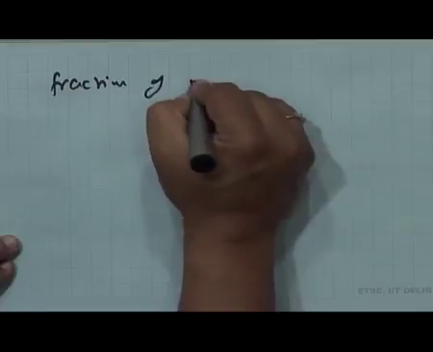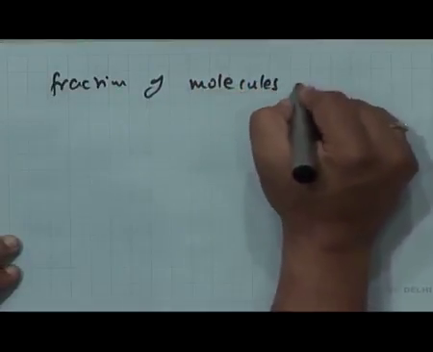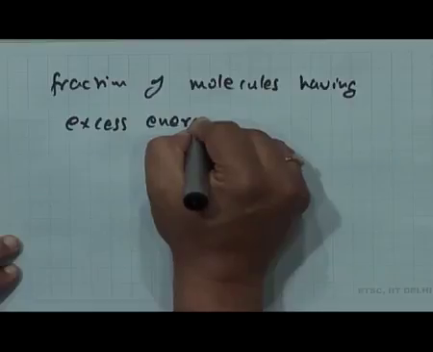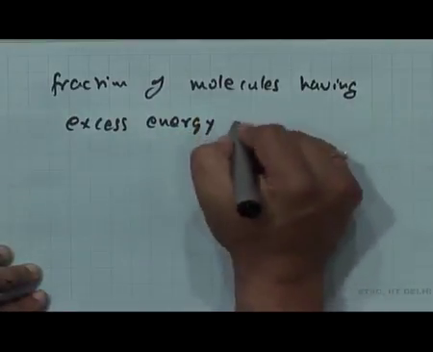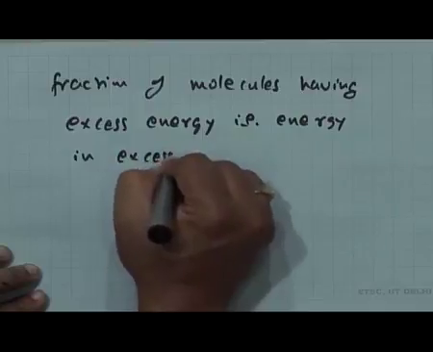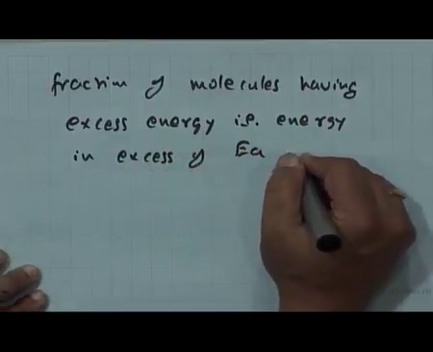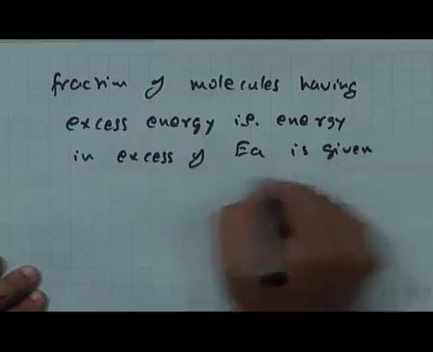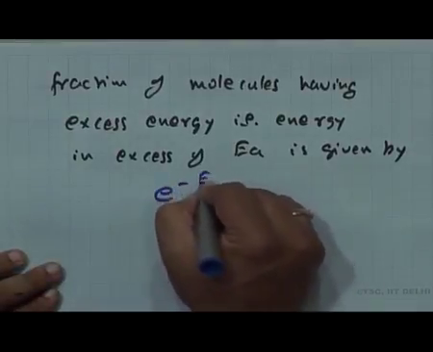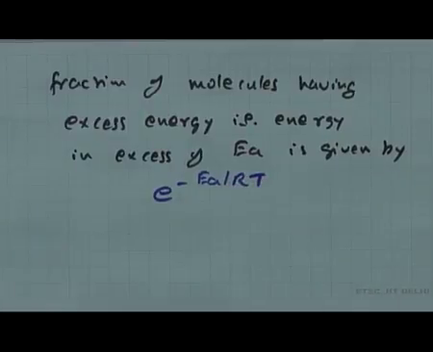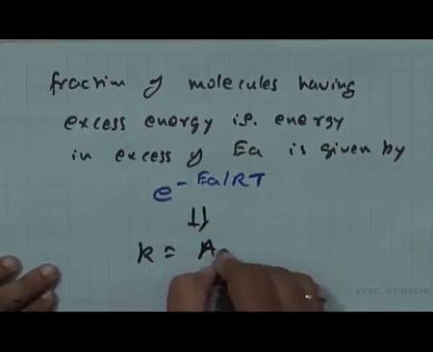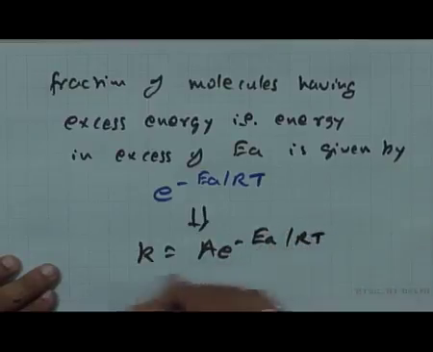And it can be shown that the fraction of molecules having excess energy, that is energy in excess of EA, is given by e to the power minus EA over RT, and then you can relate this to the Arrhenius equation, k equals A e to the power minus EA over RT.